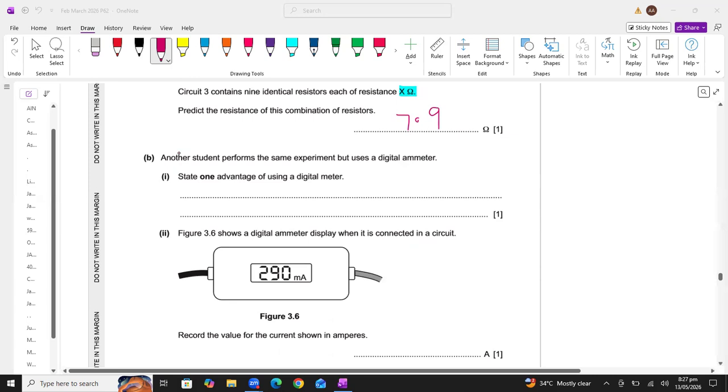So now students, another student performed the same experiment but uses a digital ammeter. State one advantage of using a digital ammeter. We just have to write one advantage of using a digital ammeter.